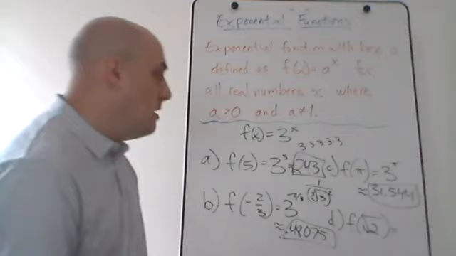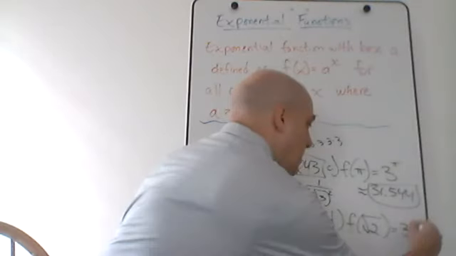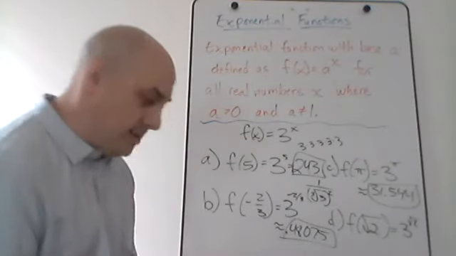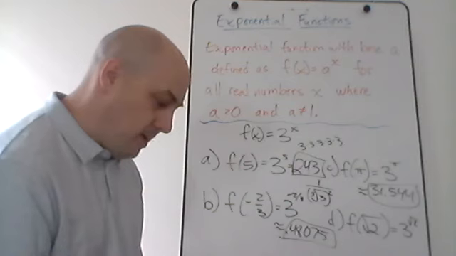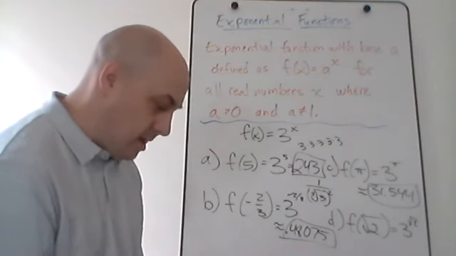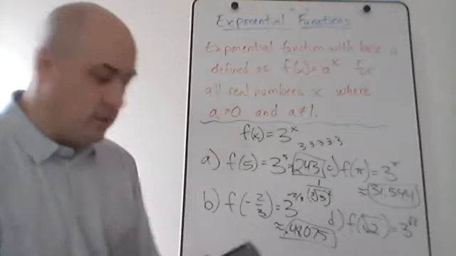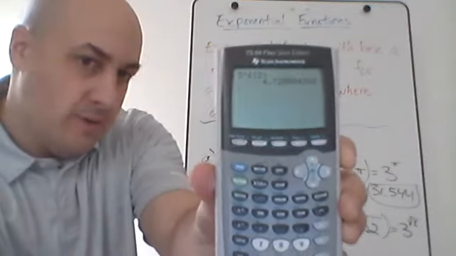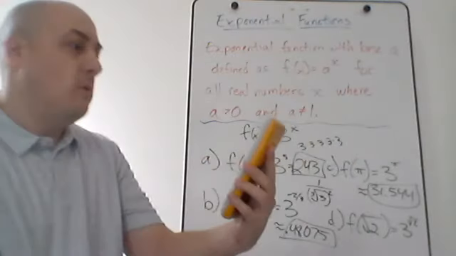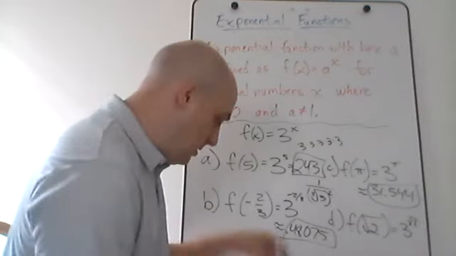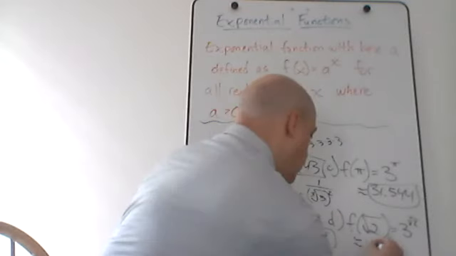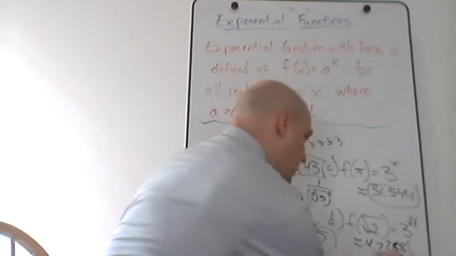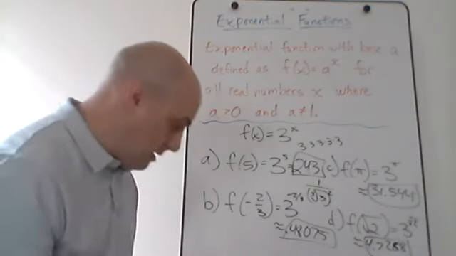The last one here, f of the square root of 2. So that's 3 to the power square root of 2. Again, square root of 2 is an irrational number, and so we just use our calculator to figure out what this is. So 3 to the power square root of 2, and we get 4.72880 and so on. So let's call it 4.7288. That's approximately what 3 to the square root of 2 power looks like.